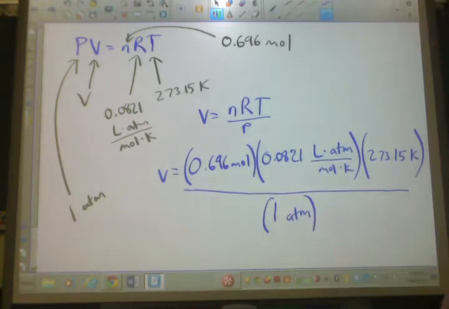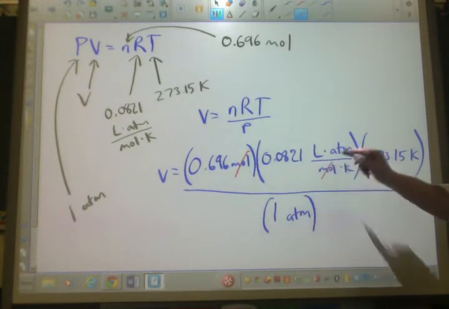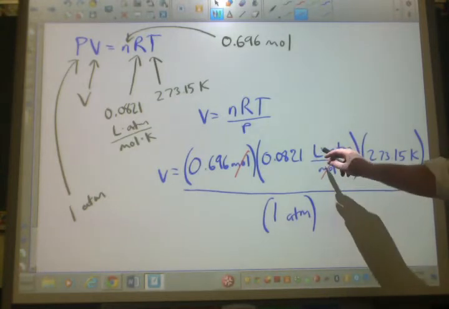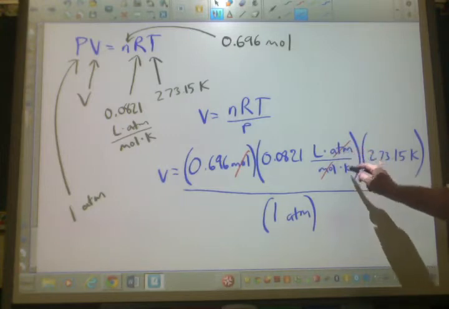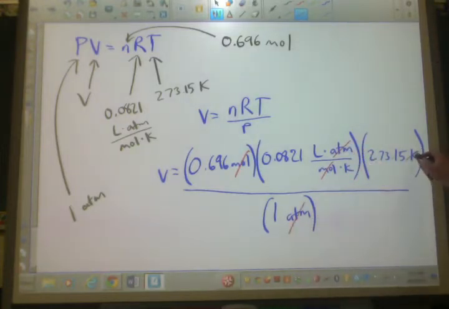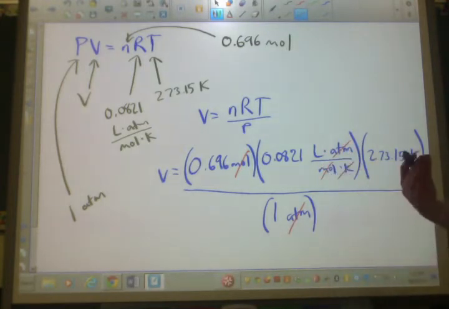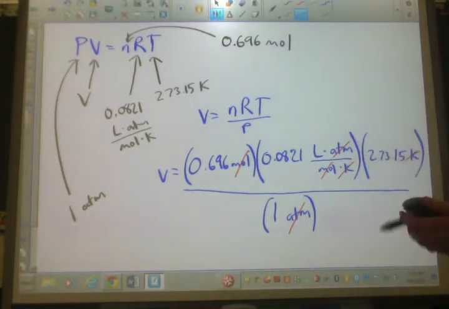And here's where we're going to really be careful with our units. This mole cancels with this mole, because look, numerator, denominator. This liter has nothing to cancel, which is good because we want liters. This atmosphere in the numerator cancels with this atmosphere in the denominator. This Kelvin in the numerator cancels with that Kelvin in the denominator. So our only unit left is liter. Check the units because you're going to get it wrong if you don't. Or if you made a mistake, you will catch your mistake.